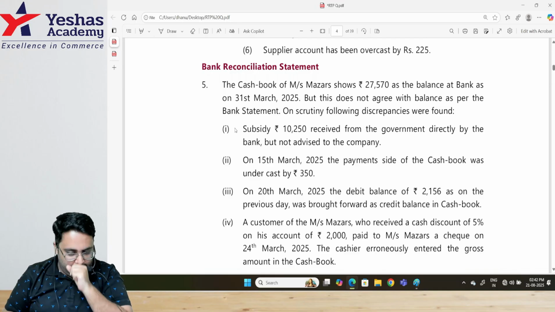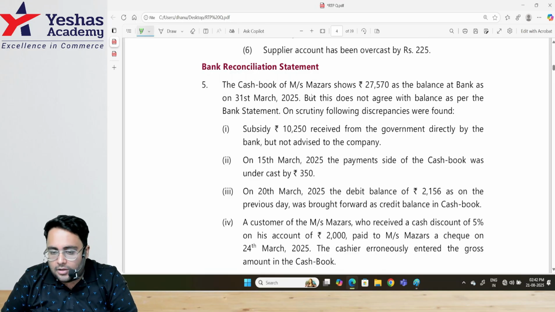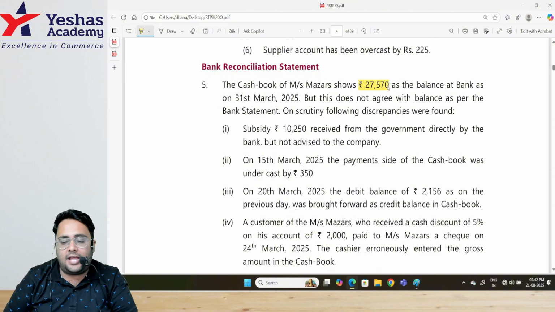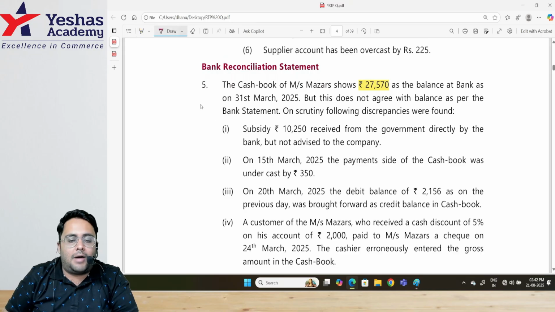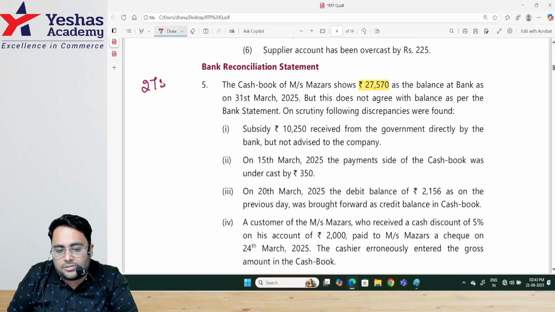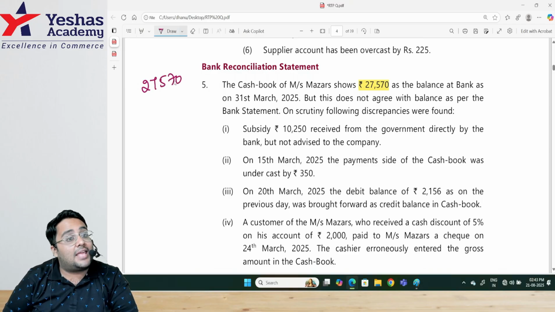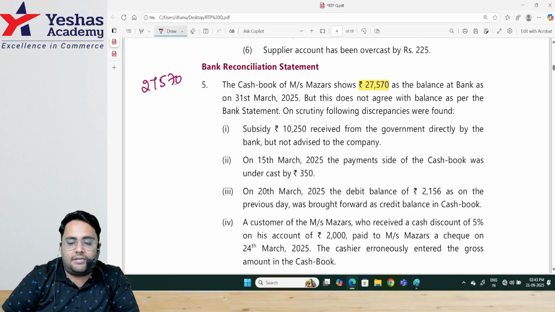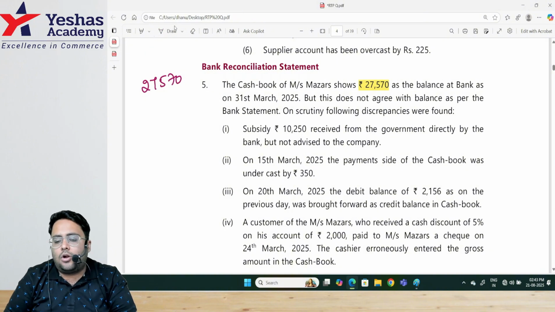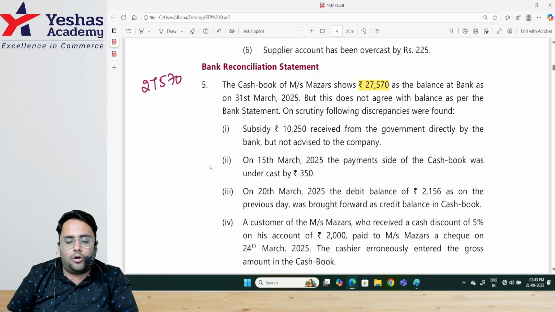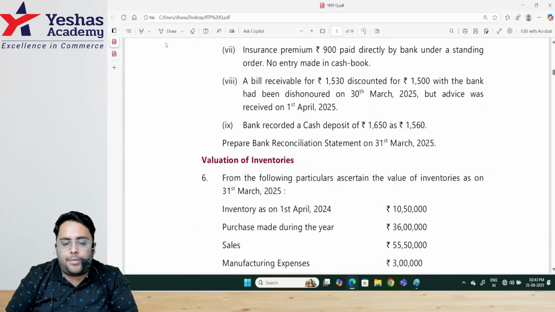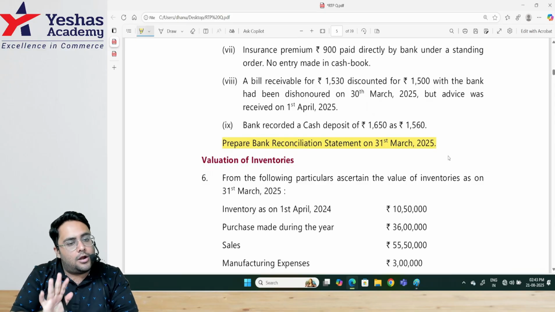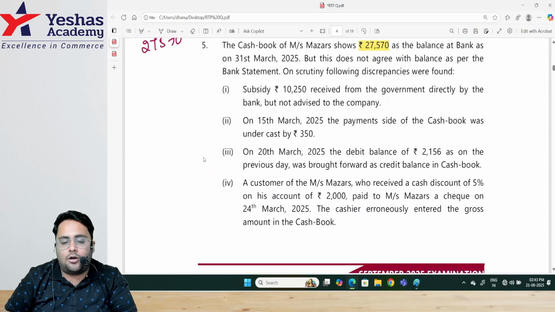The cash book of Messrs. Nazar shows 27,570 as the balance at bank as on 31st March. 27,570 is the balance as per cash book. Is it positive or negative balance? You have a positive favorable balance of 27,570 in the cash book. This does not agree with the bank statement. On scrutiny, the following discrepancies were found. Prepare a bank reconciliation statement as on 31st March. Adjusted cash book not required, only BRS. Let's understand, add or deduct.